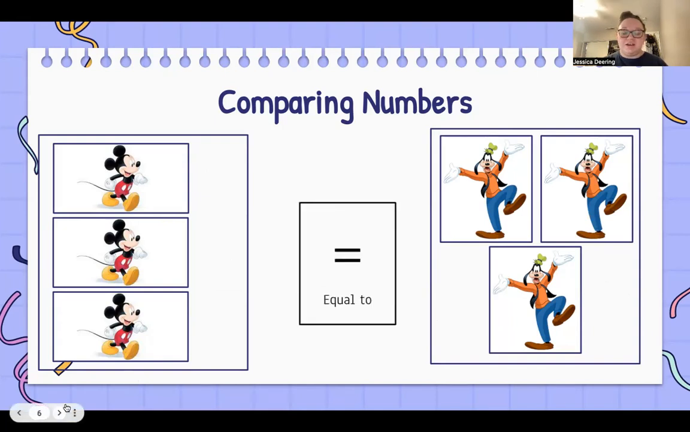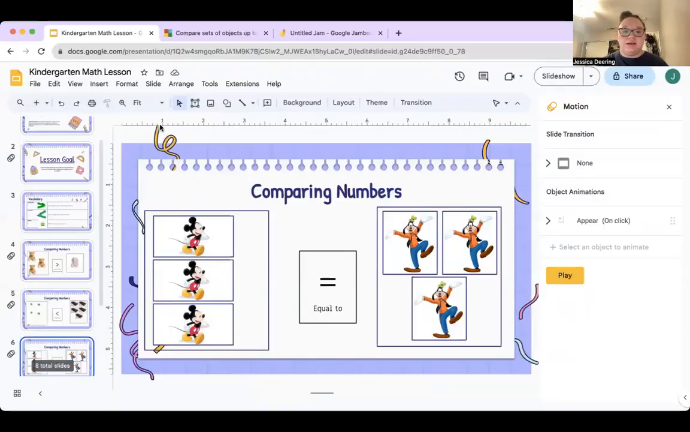That's right. There are the same. We have 1, 2, 3 Mickey Mouses. And we have 1, 2, 3 Goofies. So can I see some hands? They are the same. They're equal, right? Very good. Okay, let's take a look at another example.